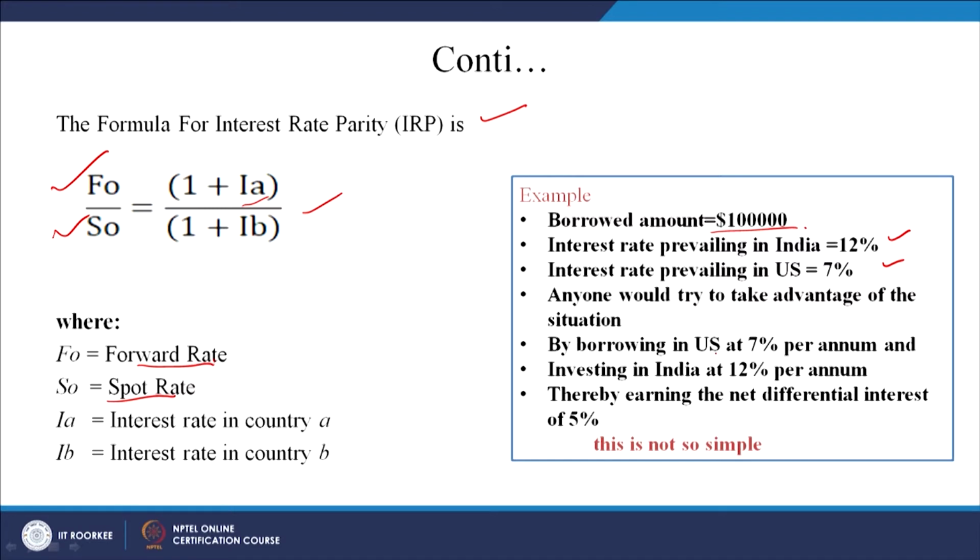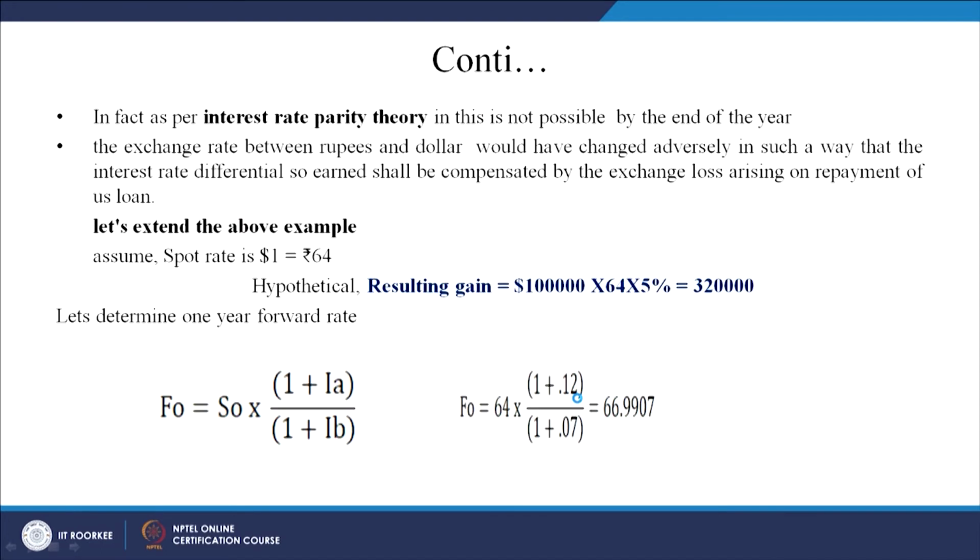So, by borrowing in the US at 7% per annum, I take an extra loan at 7% per annum, and I would invest in India at 12% per annum, thereby earning the net differential interest of 5%. This is theoretically possible, but actually it is not so simple. It does not happen that way. Theoretically we are saying it is happening, so let us see why it is not happening.